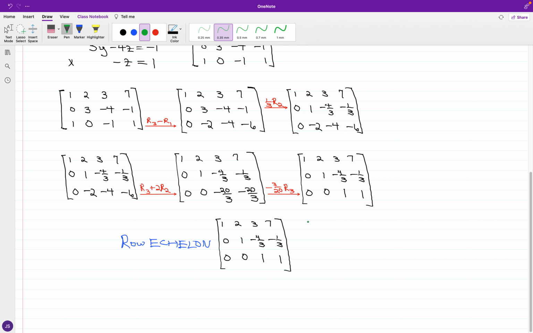from the top row, x plus 2y plus 3z is equal to 7. You have y minus 4/3 of z is equal to -1/3. And we have the last row, which signifies that z is equal to 1, and you can back substitute and solve for y.